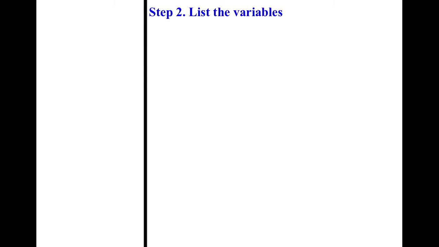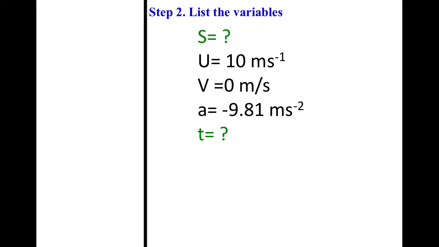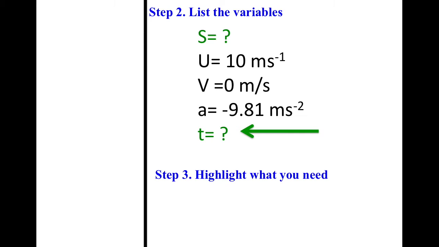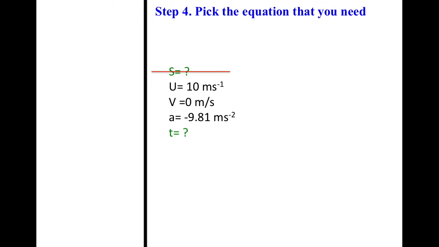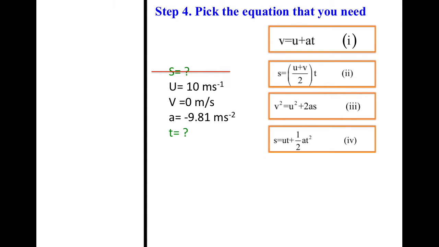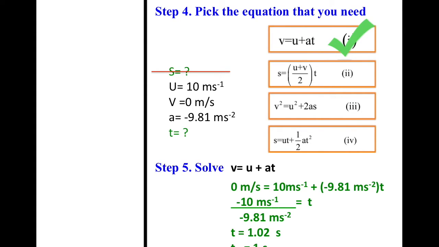So let's begin. Step 2 is to list the variables that you have. Here's what we have, and because the ball is going up, it is negative 9.8 meters per second squared. We want to find t. Eventually we will find s. But for right now, we're going to disregard that one and just focus on finding an equation that has UVAT. Here is the one that we're going to choose, and then we just plug it in, we solve, and we should get an answer of 1.02 seconds, which is equivalent to about 1 second after the significant figures.